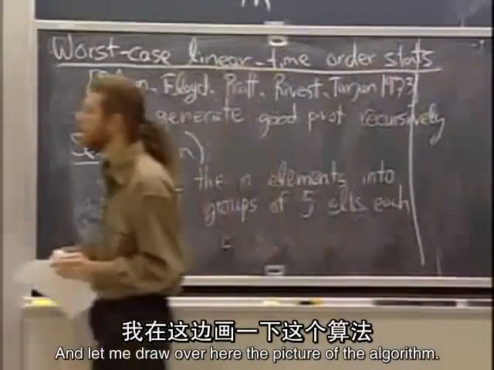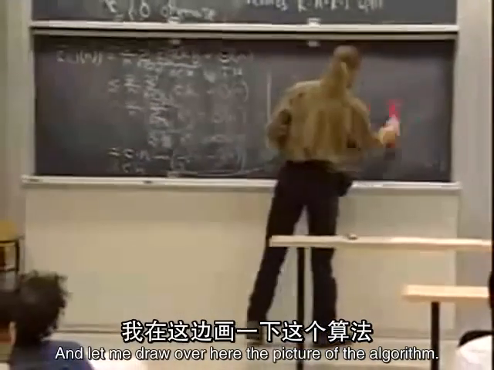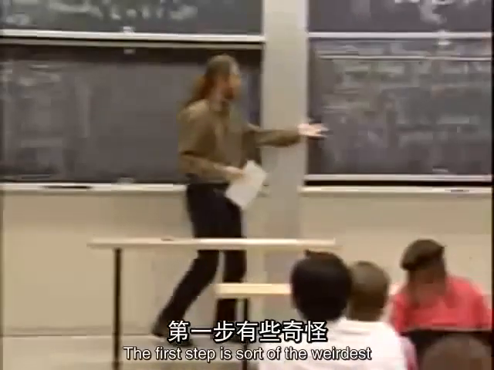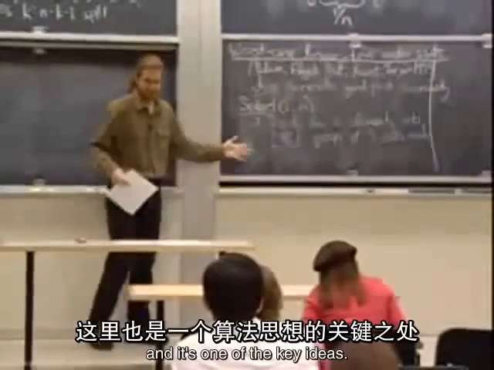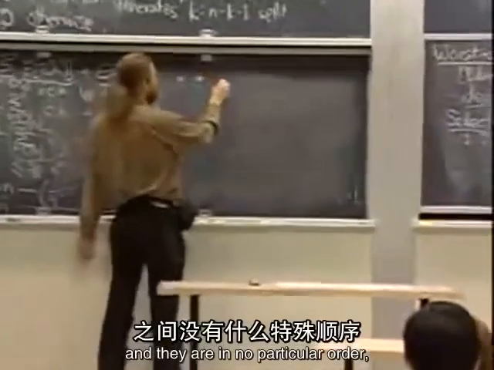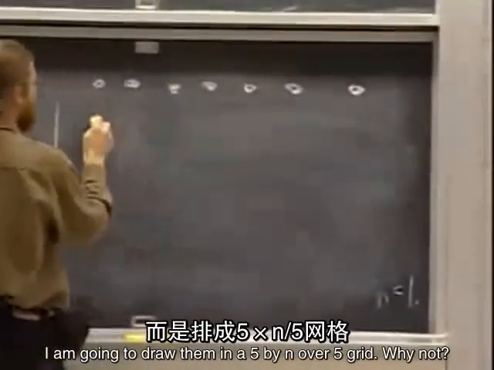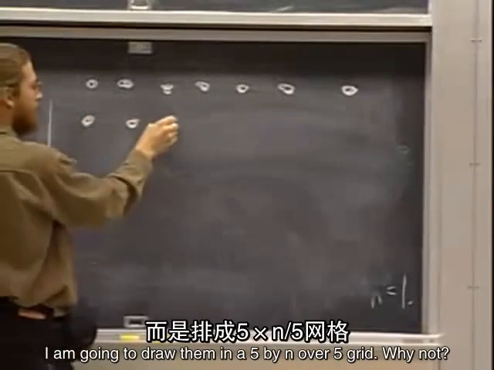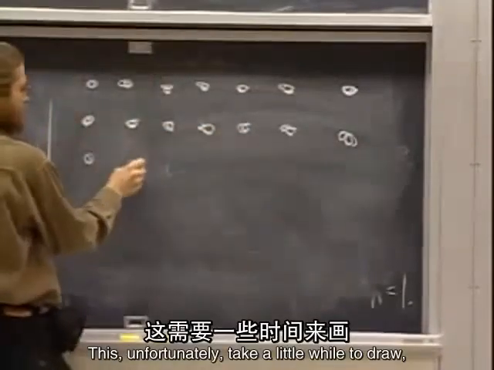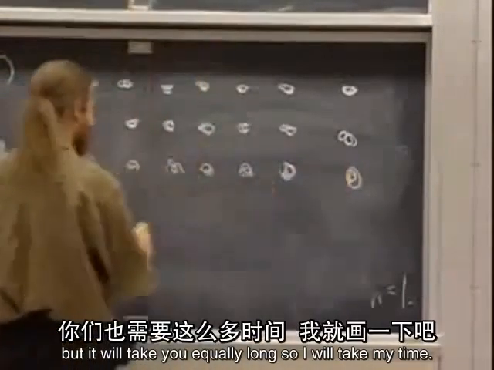Okay, and let me draw over here the picture of the algorithm. So the first step is sort of the weirdest, and it is one of the key ideas. You take your elements, and they're in no particular order. So instead of drawing them on a line, I'm going to draw them in a 5 by n over 5 grid. Why not? Okay, this unfortunately takes a little while to draw, but it will take you equally long, so I'll take my time.